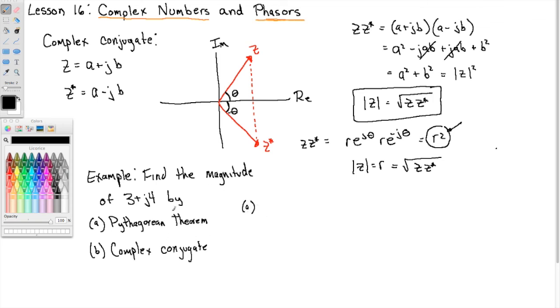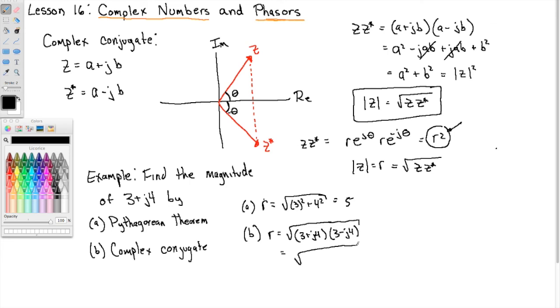So first for A, Pythagorean theorem, so I go over 3 and up 4. So r is equal to the square root of 3 squared plus 4 squared, right? That's 5. B, r is equal to the square root of 3 plus j4 times 3 minus j4, the conjugate. So if I do this, again, I FOIL this out. So 3 times 3 is 9. I know the imaginary parts will cancel, so the cross terms are the imaginary parts. The last terms, I have j4 times minus j4, which makes plus 16. So that's 25. The square root of 25 is 5.